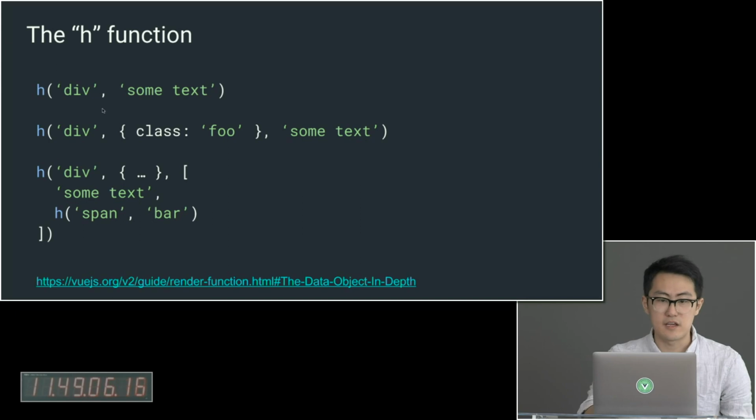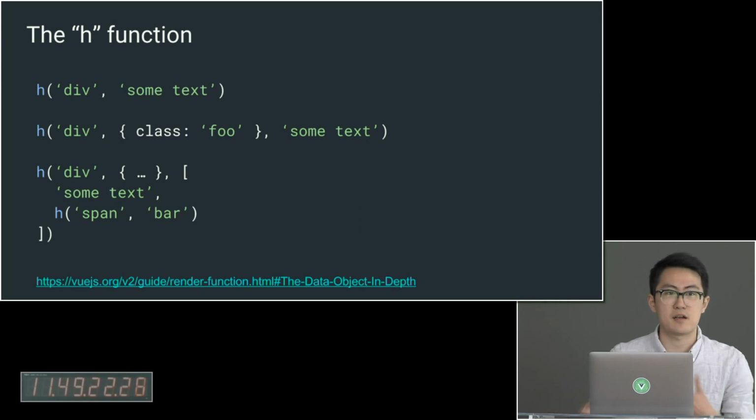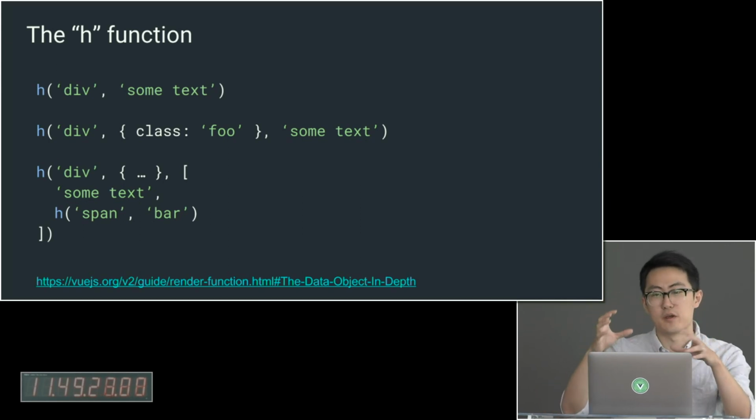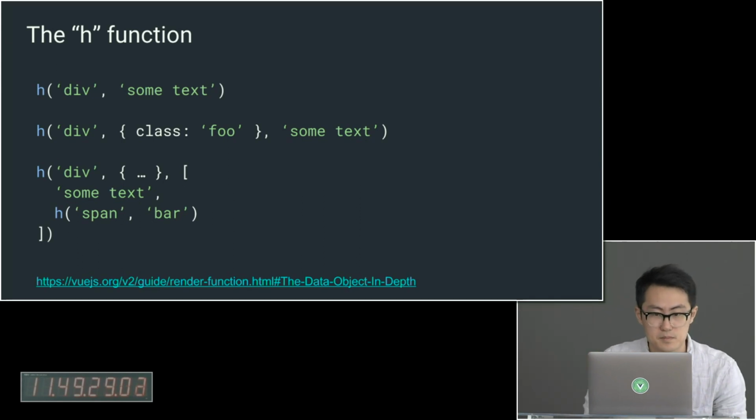Notice that the second data object is optional. If you don't have any data for this node, this is just a bare div node, you can omit the second object and directly give it children. And the children argument is also pretty flexible. It can be an array, or you can just directly give it some text. It'll automatically convert this text into a children array of virtual text nodes.